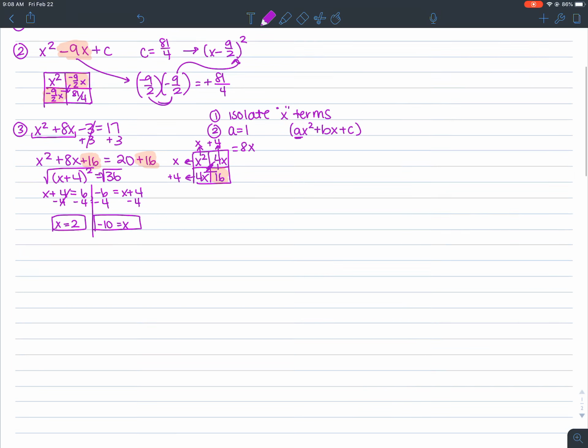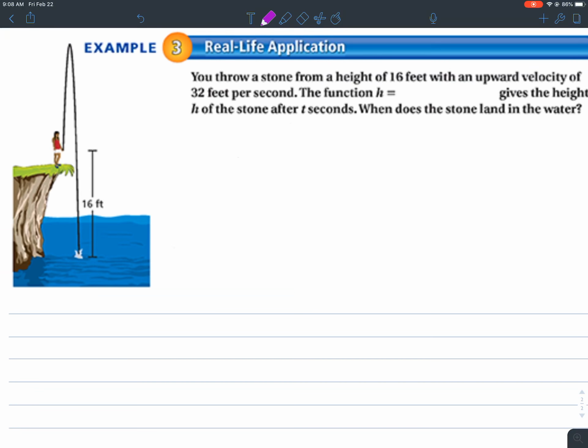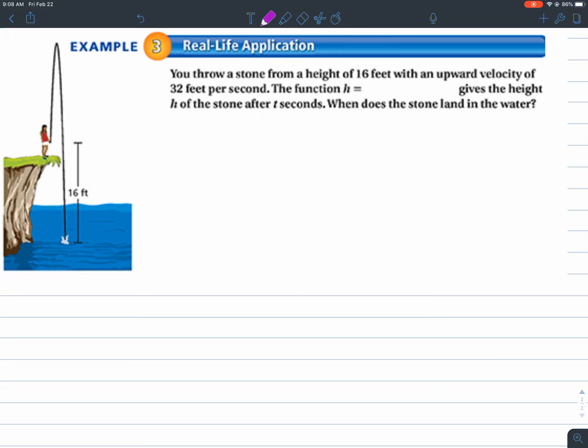Okay, last but not least, we have one word problem. You throw a stone from a height of 16 feet with an upward velocity of 32 feet per second. The function, blank, we're going to fill it in, gives the height h of the stone after t seconds. So h is height, and it's in feet, and then t is seconds. Oh, sorry, time, which is in seconds.